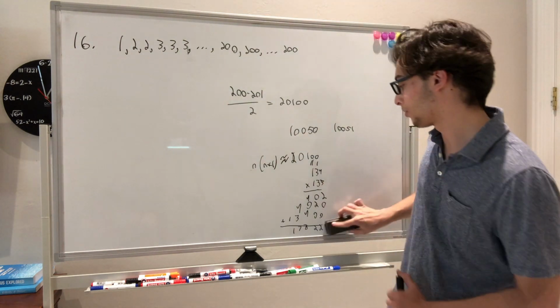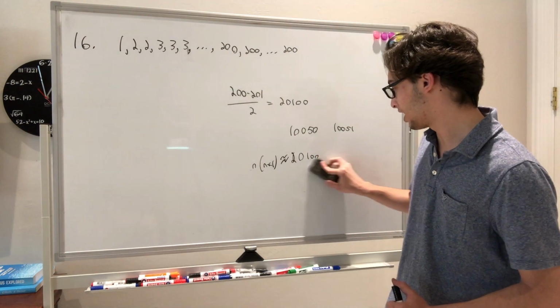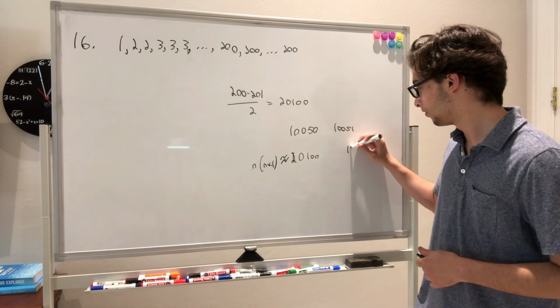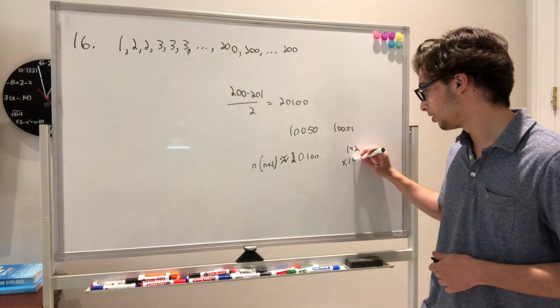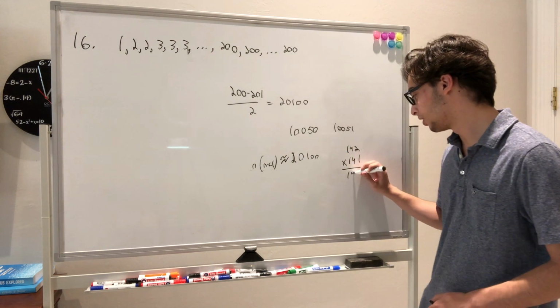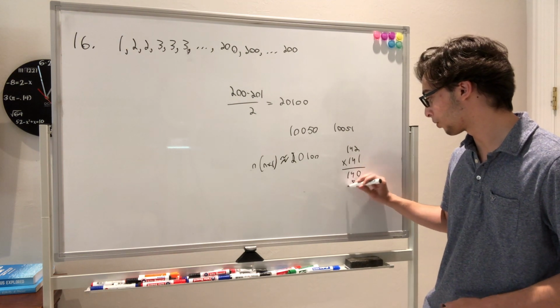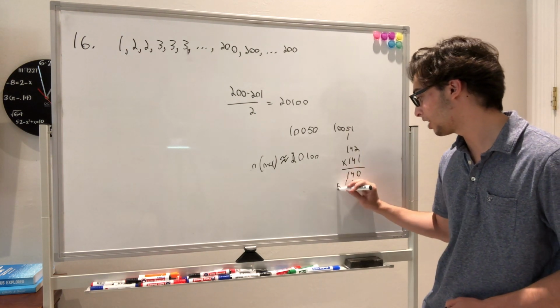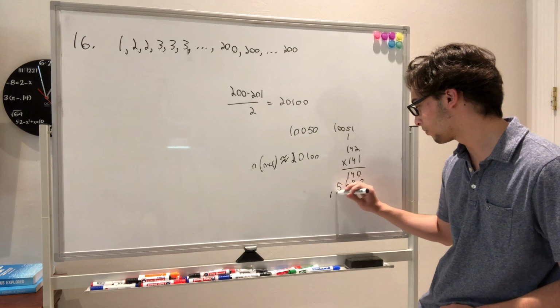So let's look at the next answer choice and see what we have. The next answer choice is 142. So let's see what happens if we take 141 times 142. So we have a 142, 4 times 2 is 8, 4 times 4 is 16, carry the 1, 4 times 1 is 4, plus 1 is 5. Then we have 0, 0, 1, 4, 2.